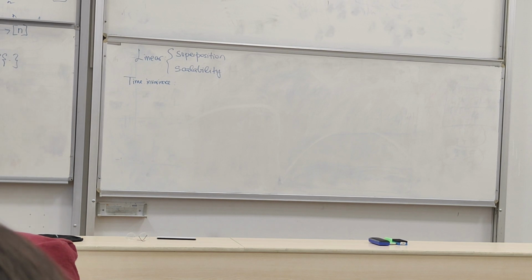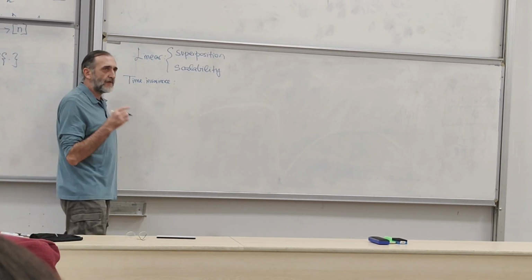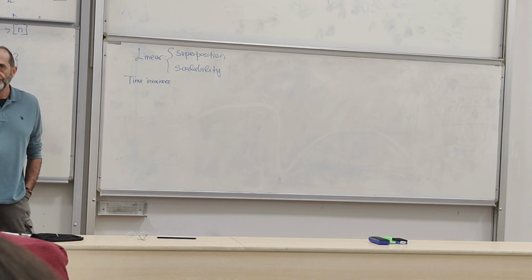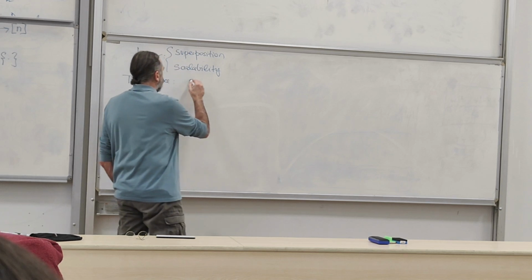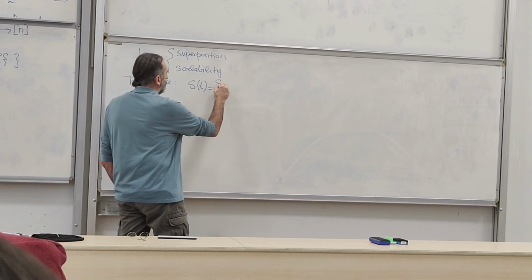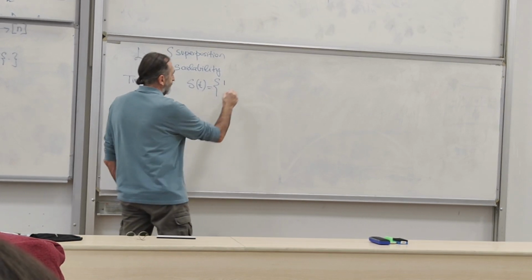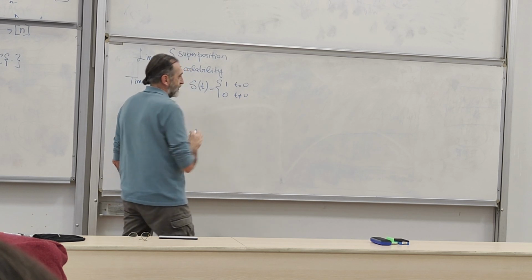So, when we talk about time invariance, what I'm talking about is time shift, which we saw last week. For example, delta function of t is given as 1 when t is 0, and 0 when t is not 0.